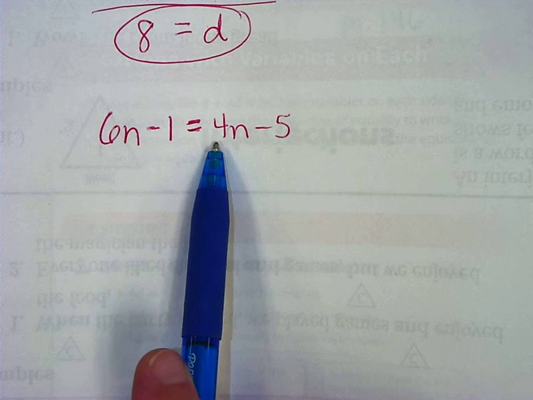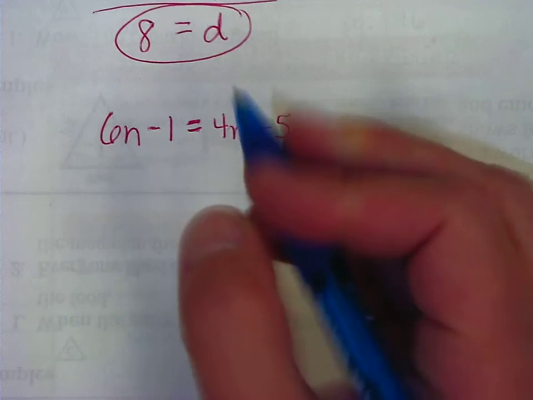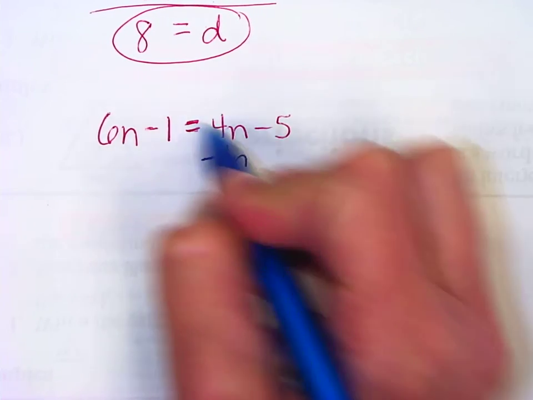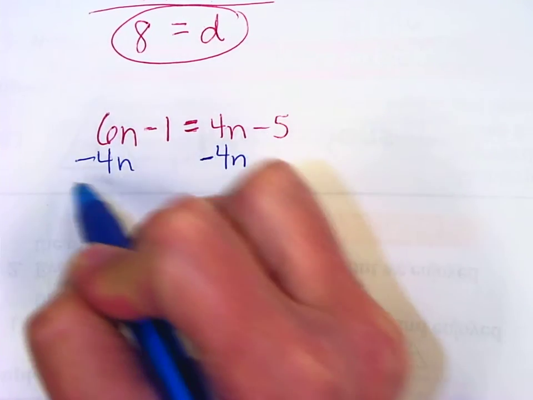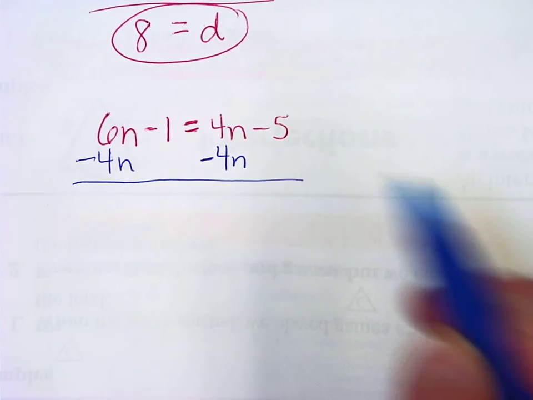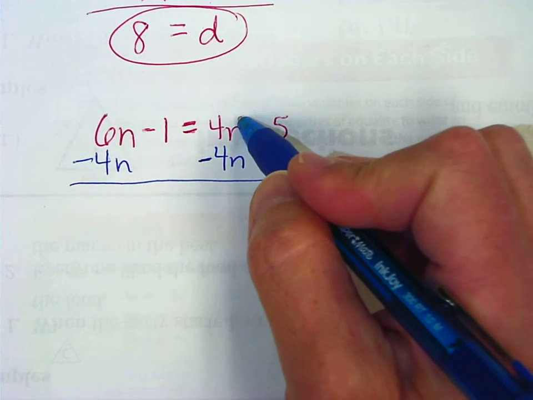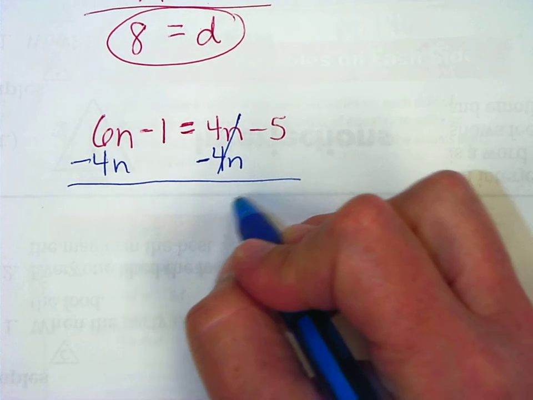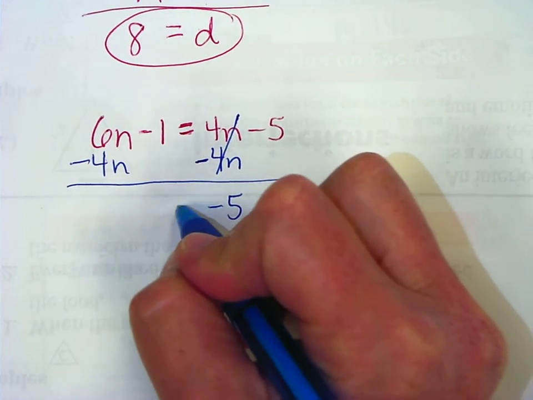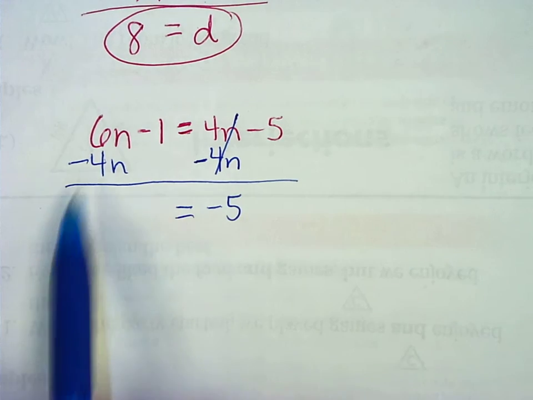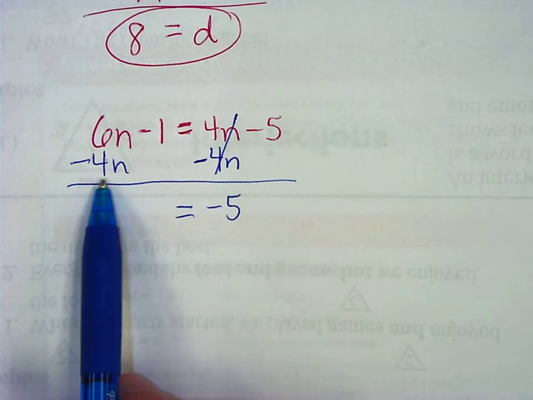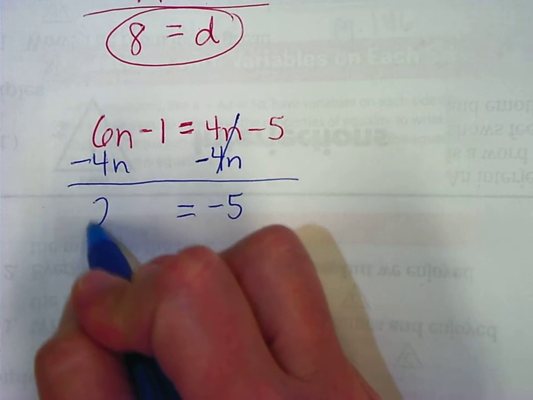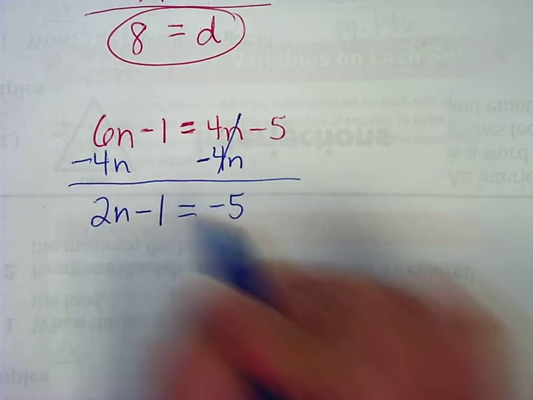So if I choose a smaller variable, that is a positive 4n. So the opposite of that is a negative 4n. So I'm going to subtract 4n from both sides. Okay, so 4n take away 4n. These are opposites and they cancel each other out when you add them together. I have a negative 5 left. Bring that down. Bring your equal sign down. And now this side, 6n minus 4n, because this is a positive and a negative, I'm going to subtract and use the sign of the bigger number. So 2n, and then that minus 1.